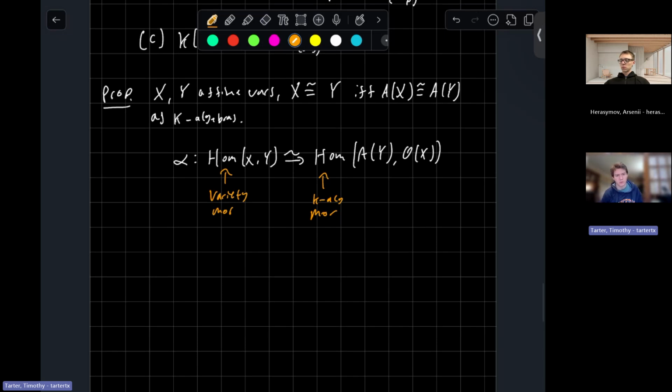K-algebra morphisms look traditionally like vector space morphisms, just in case you haven't seen it before.